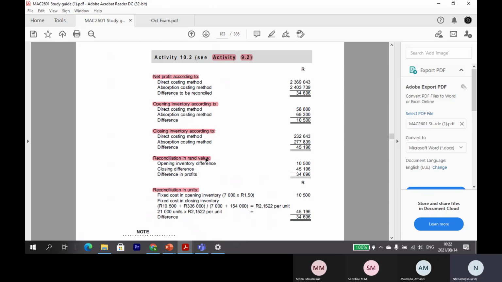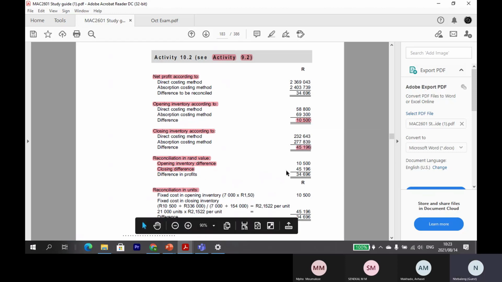So now reconcile in rand value. You take the opening inventory difference. What is the opening inventory difference? It is the answer that you just calculated here, so you get the 10.5. Then you take your closing difference. That is the 45, and then you put it here.